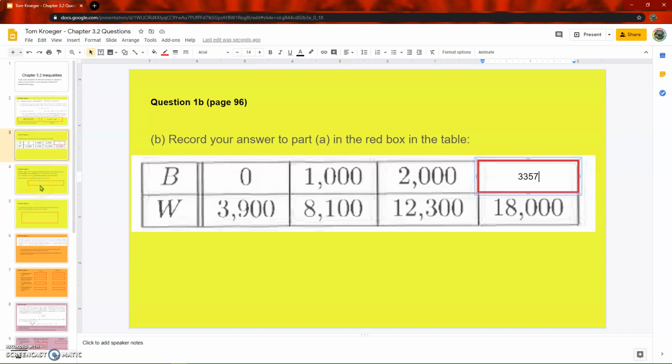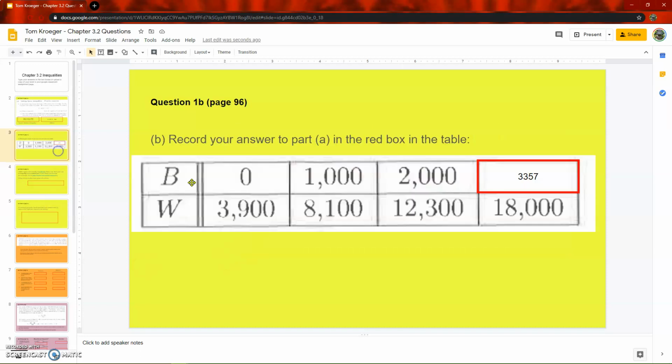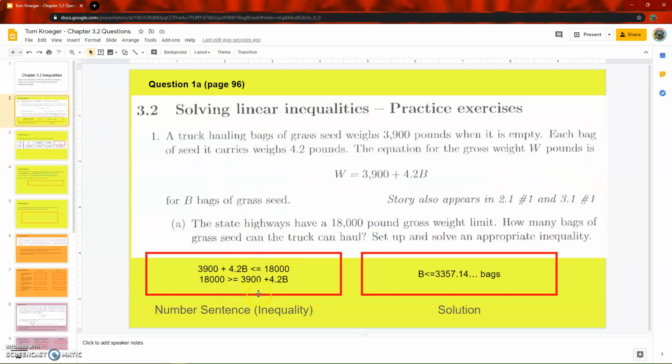All right. Then, next question is, make a graph of your inequality using Desmos. Make a new blank graph, add the inequality and the ordered pair for our solution from the table from the previous lessons. So from here, we need to put in our table. We need to put in our ordered pair. We need to put in our inequality as well.